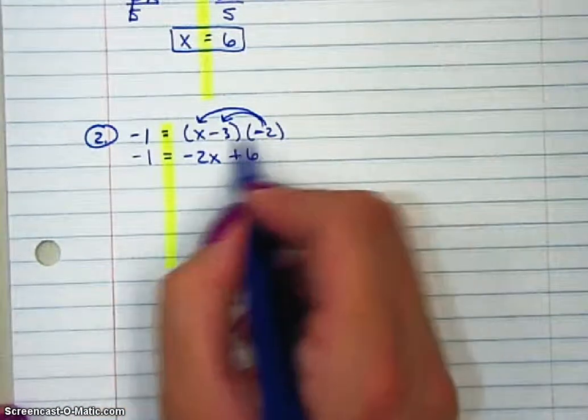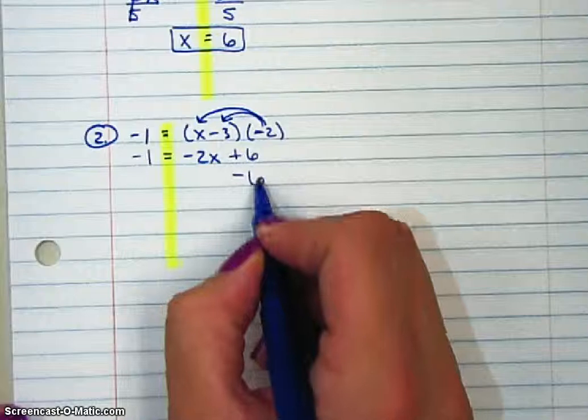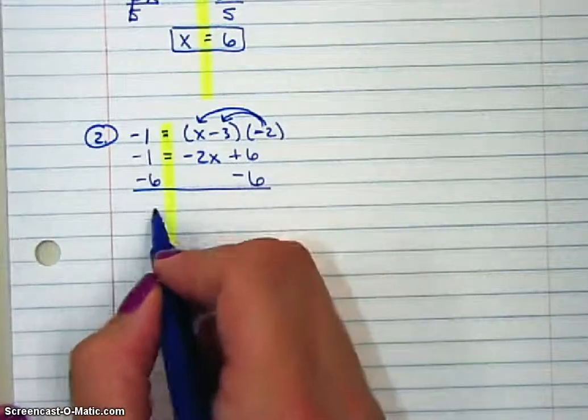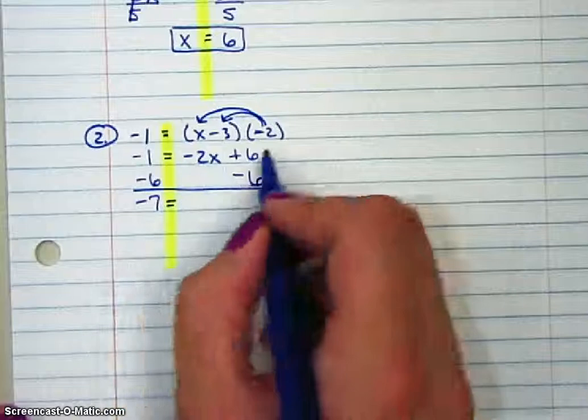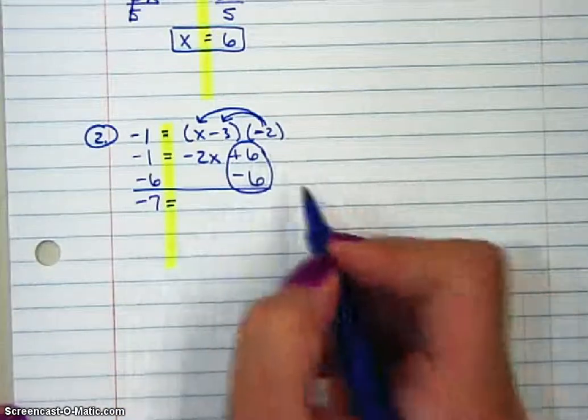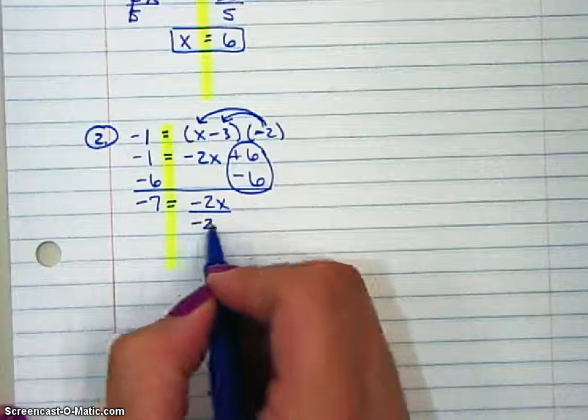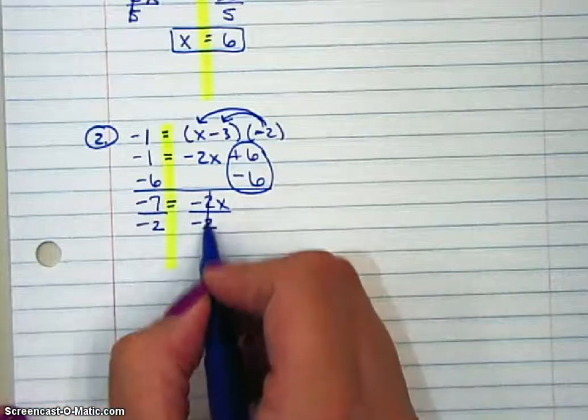Once again, we want to undo this addition, so we want to subtract 6 from both sides. Negative 1 minus 6 is negative 7. Over here, 6 minus 6 is 0. I'm left with negative 2x. Then I want to divide by negative 2.